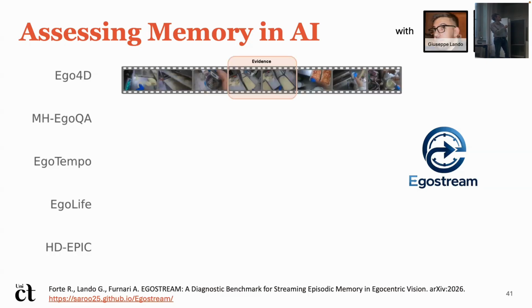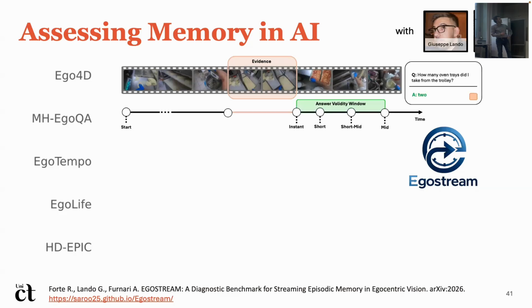And the idea is that you have a video, and usually these videos have an evidence window that has been marked in some way. This is a window in the video where the thing that you are going to ask a question about happens. So you care about this thing. And then what we do is that we label what we call an answer validity window. We let humans watch the video and mark the first moment in which your question is not valid anymore. So for instance, if I ask, how many oven trays did I take from the trolley?